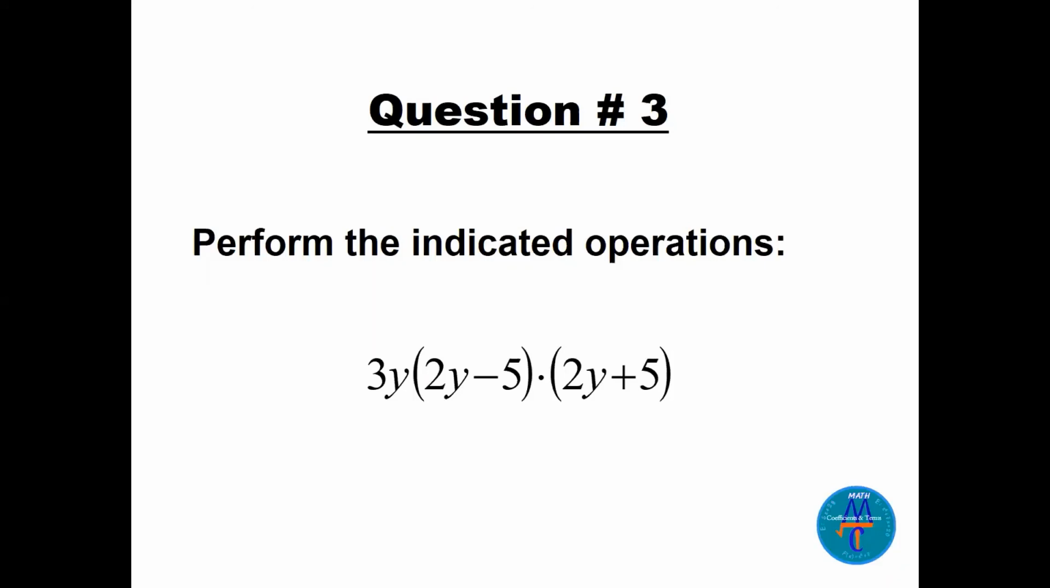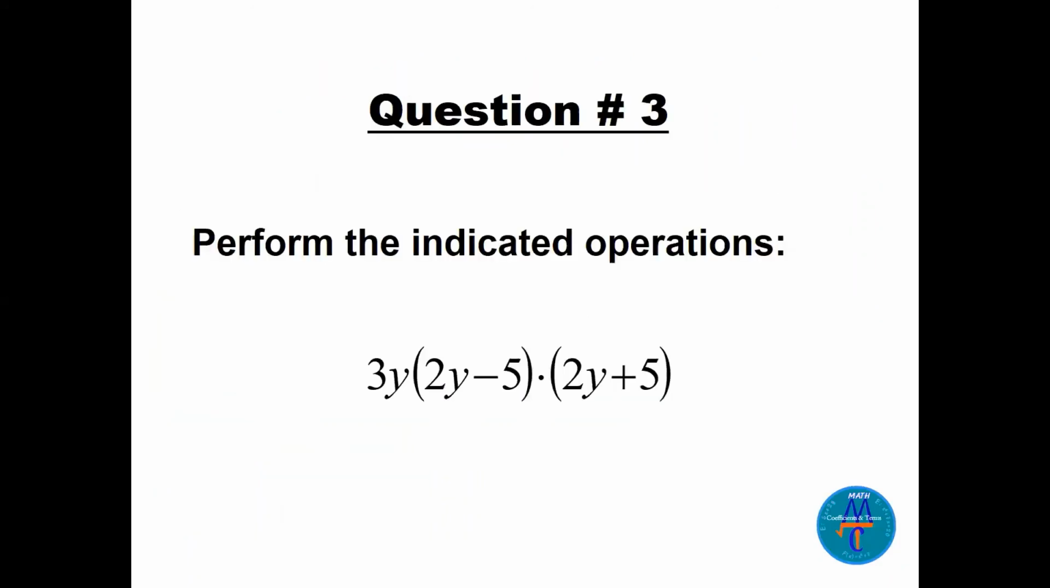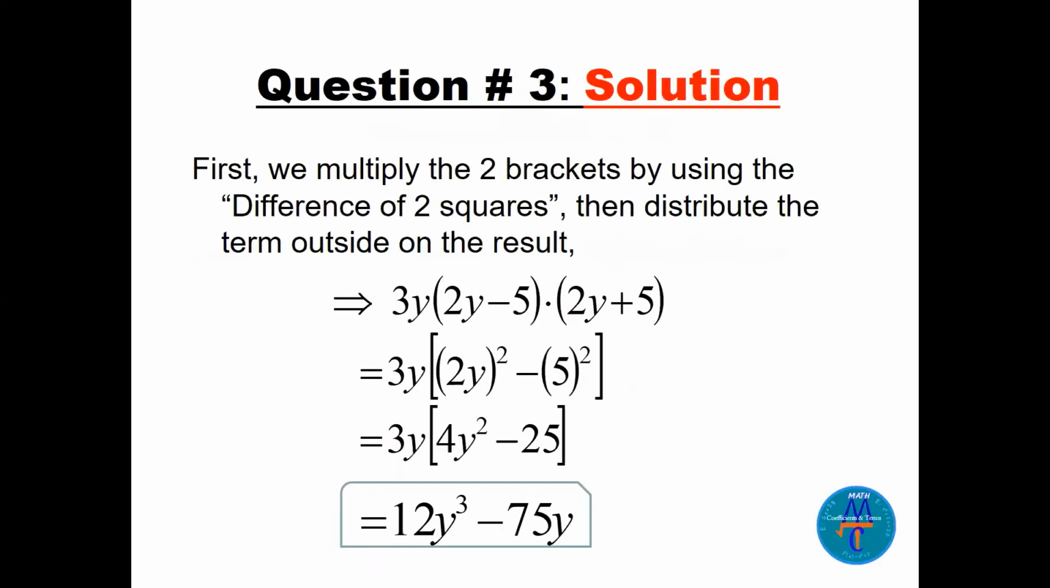Now, we can take a few seconds to think. What can we do here? Do we multiply 3y inside? We can, but we can see that these are similar here: 2y minus 5, 2y plus 5. If you look at formula number 5, they are similar. You see the difference of two squares, a plus b, a minus b. So directly we can multiply the ones in the bracket by using the difference of two squares.